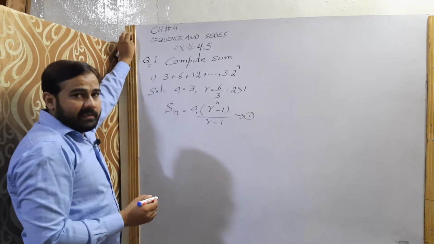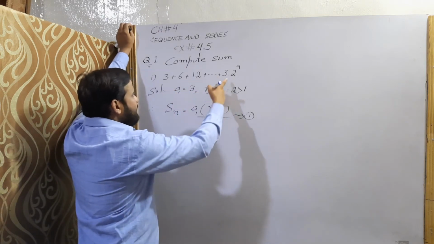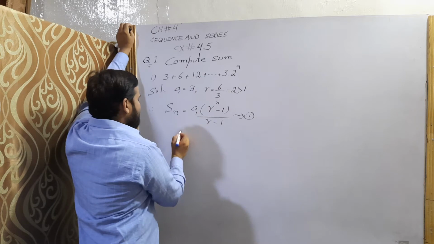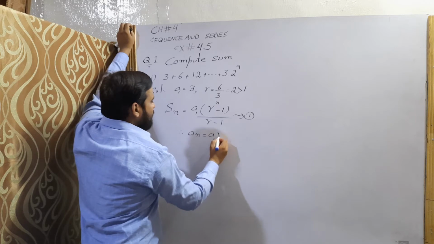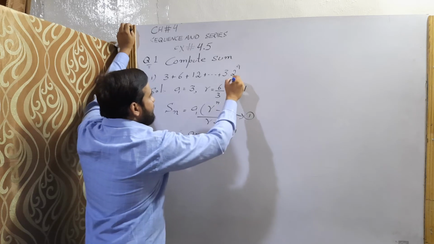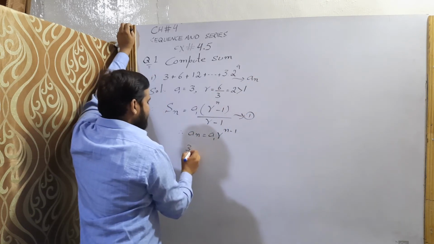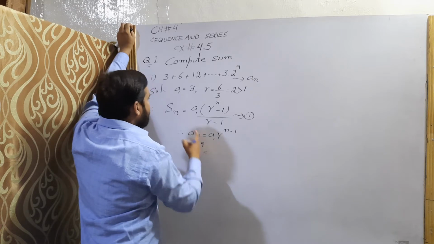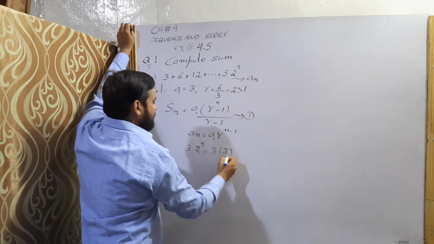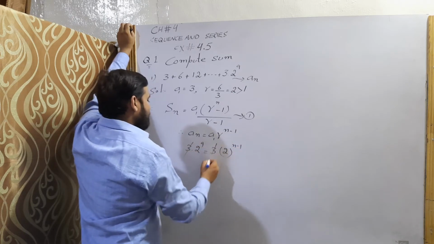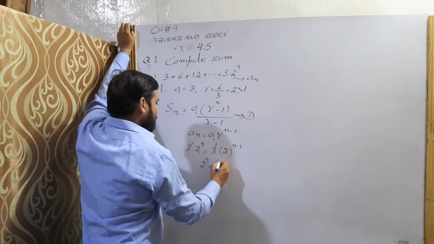We already have discussed in theory. How many terms are there? We can easily find the number of terms by the general formula of geometric sequence, which is an equals a1 r raised to power n minus 1. In this case, this last term is basically an. So an is 3 into 2 raised to power 9, a1 which is the first term is 3, r is 2, n minus 1. 3 cancels. So 2 raised to power 9 is equal to 2 raised to power n minus 1.